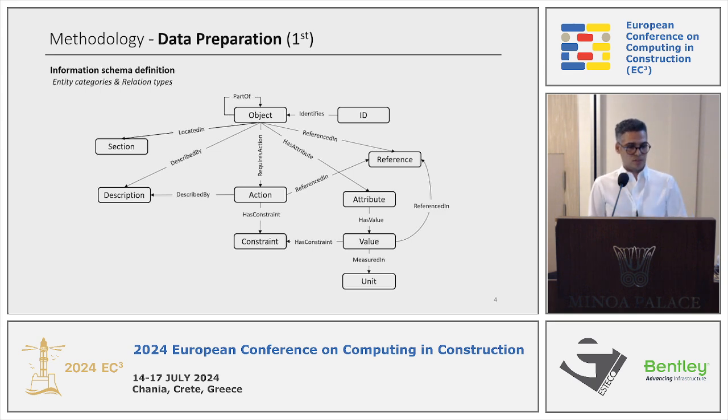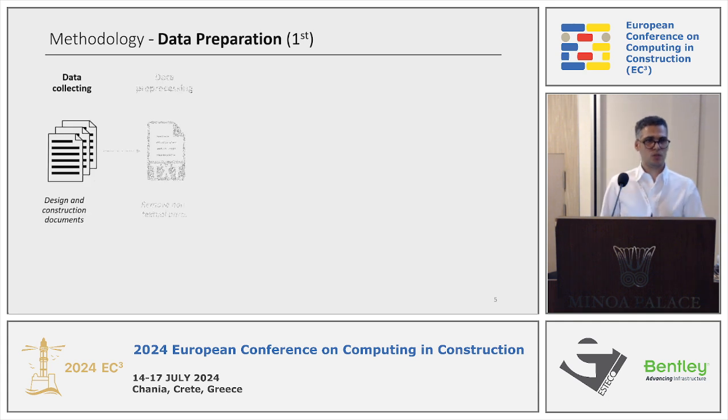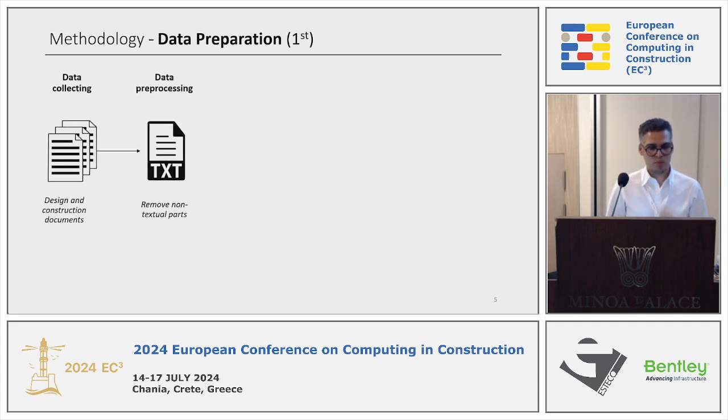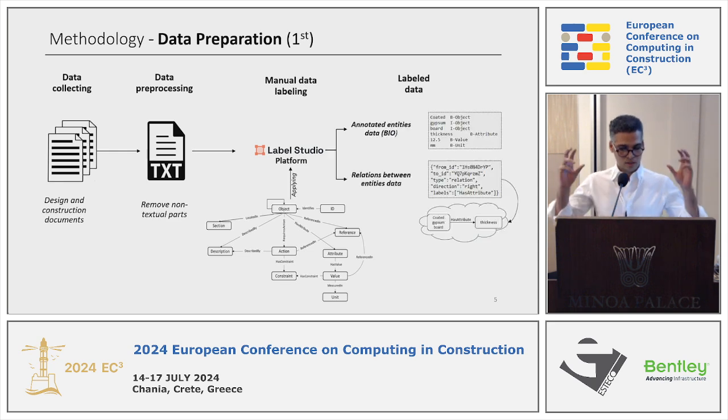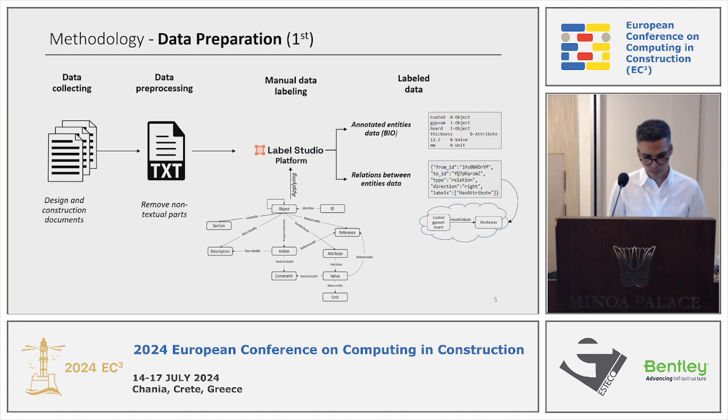To use this schema, we need to remove non-textual parts from our collected documents, and upload these documents with the schema to the Label Studio platform, a software to manually label our data, and finally export the labeled data, the annotated entities with their relations, as we see here.